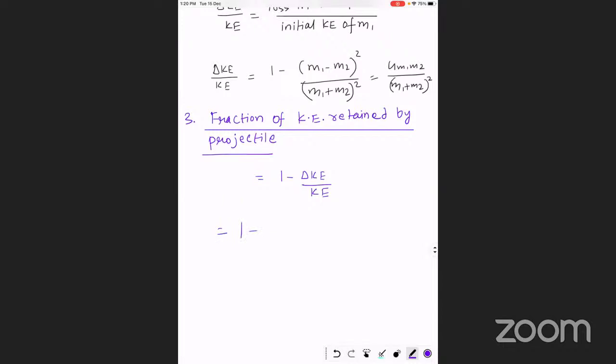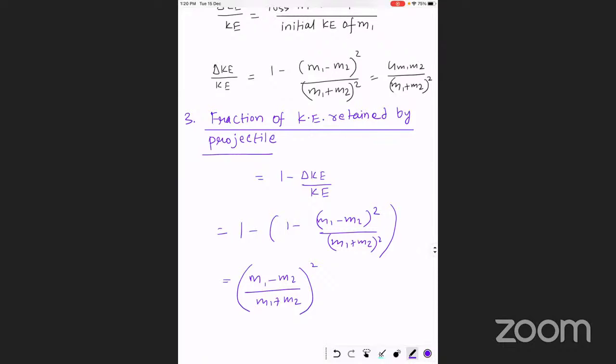Could you understand that? 1 minus the expression. Could you understand what I am doing? Yes, sir. Now take the minus inside, the 1 got cancelled and this is your answer: (m1 minus m2) upon (m1 plus m2) whole square. So this is the fraction of kinetic energy retained by projectile, and you are going to get a very high level question from this topic in IIT Advanced, Mains and NEET.